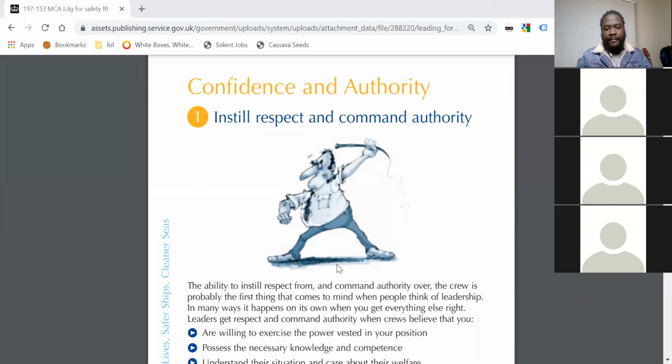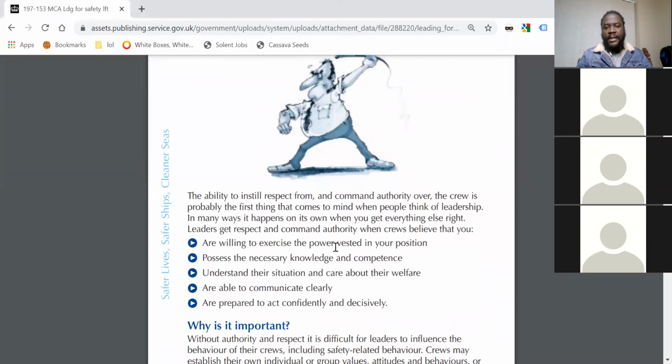The ability to instill respect and command authority over the crew is the first thing that comes to mind when people think of leadership. In many ways, it happens on its own when you get everything else right. Leaders get respect and command authority when the crew believe that you are willing to exercise the power vested in your position.